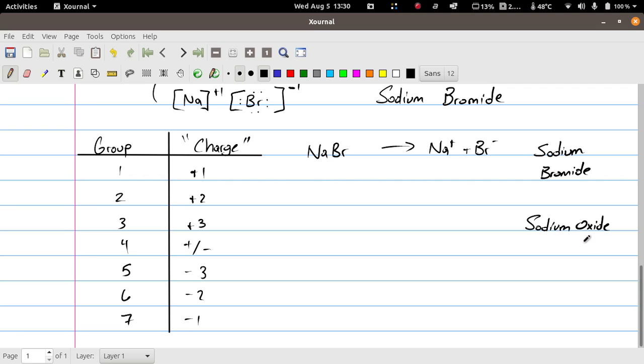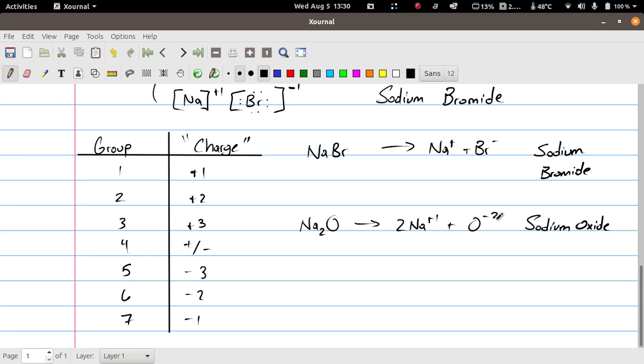I'm not going to open the periodic table right now, but sodium's in group 1. Oxygen is in group 6. Oxygen has a -2 charge, so it's going to gain 2 electrons. Sodium only has 1 to give, so you're going to need 2 sodiums to balance out the charge of -2. So sodium oxide, not bromide, is Na2O. It's 2 Na+ and O2-, and that's how you would deduce that.